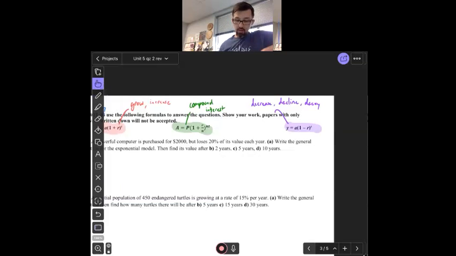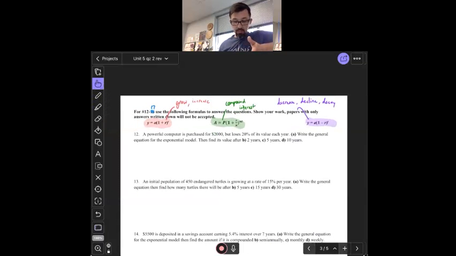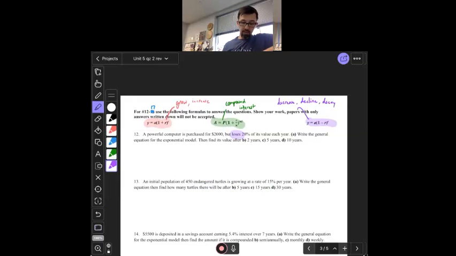Okay. So as I look through the problems, just real quickly, okay. Powerful computer is purchased for $2,000, but loses 20%. Ooh, there's a word, right? It's not one of those words, but pretty connected. Loses 20% of its value. Okay, so that's a decay problem. Initial population of 450 endangered turtles is growing at a rate of 15% per year. Okay, that must be an exponential growth problem.